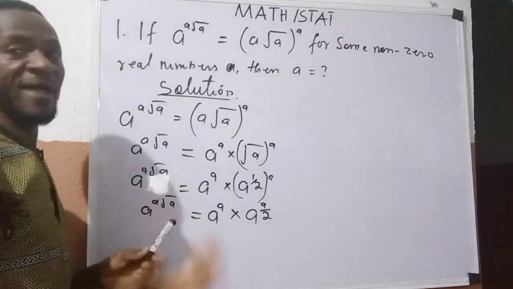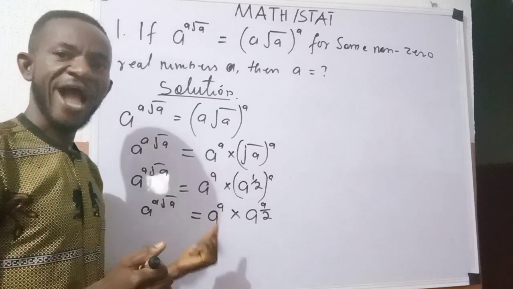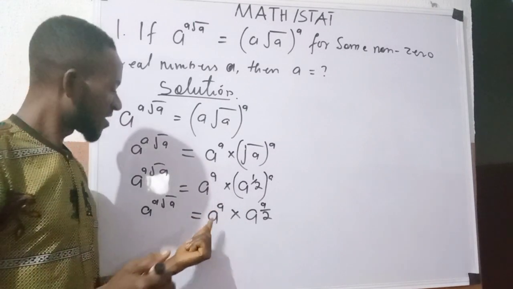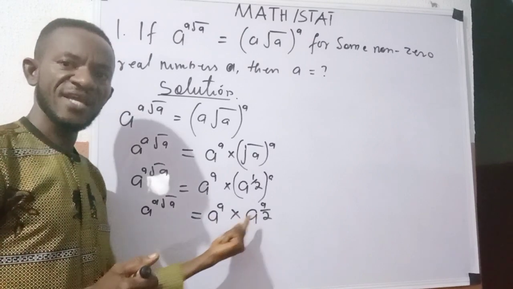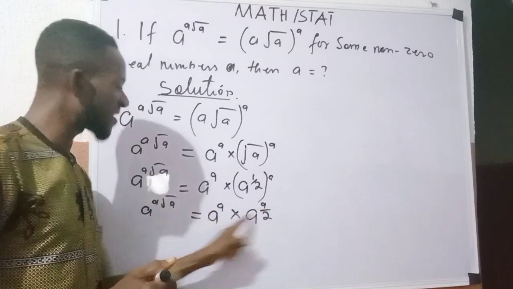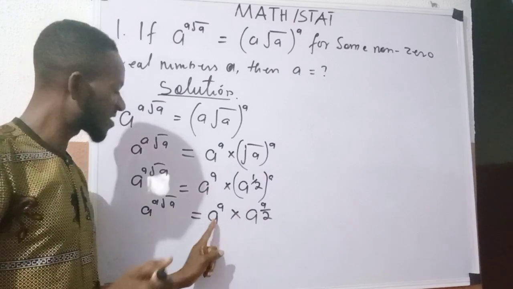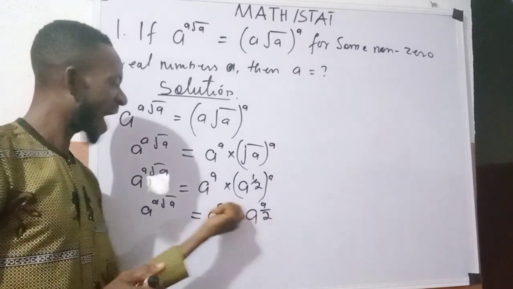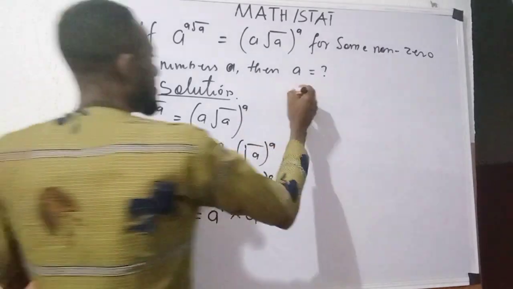Okay. What am I going to do at this point? We equally come for another law in indices. Here the base is what? A. In indices, once the bases are the same, with the sign of multiplication, we take one of the bases and add up the powers. So this problem becomes, what I have here still remains.